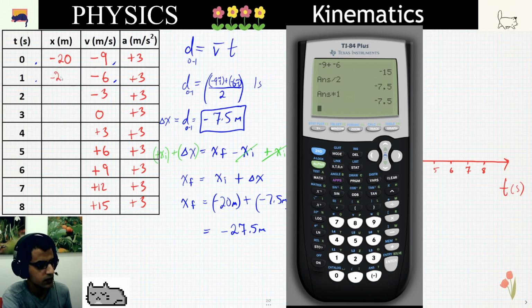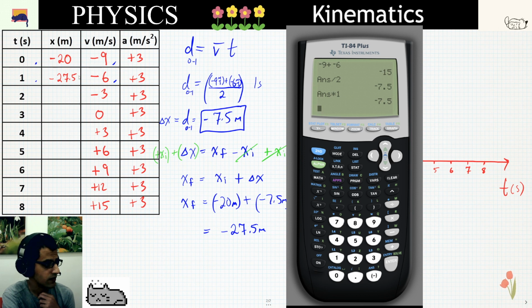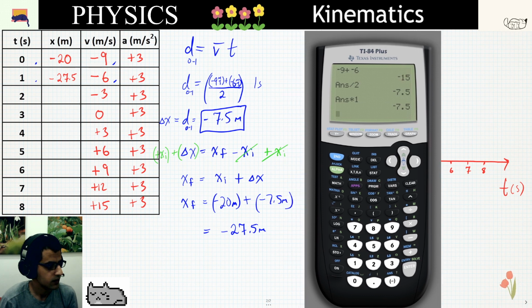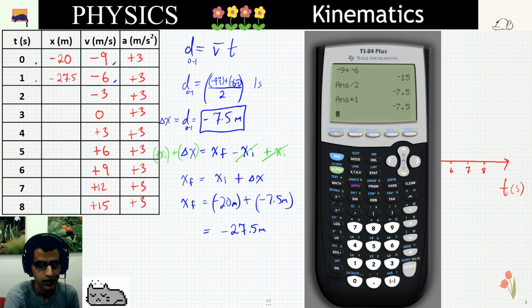Negative 27.5. So we have to do this for every 1 second time interval if we use this equation. Another method would be to use the equation d equals v_i t plus 1/2 a t squared. So, let's show that for 2 seconds.